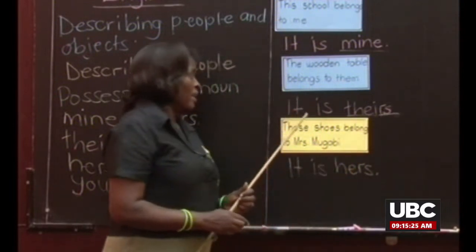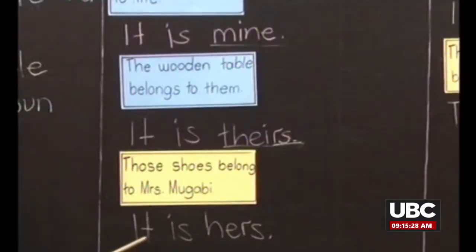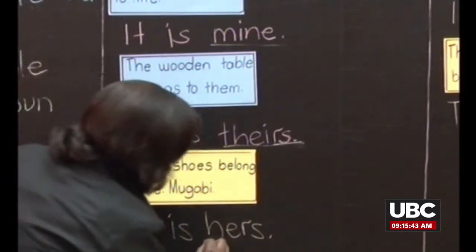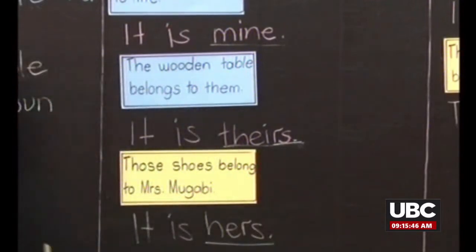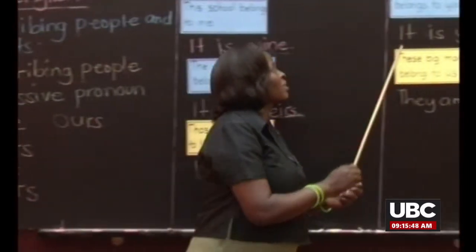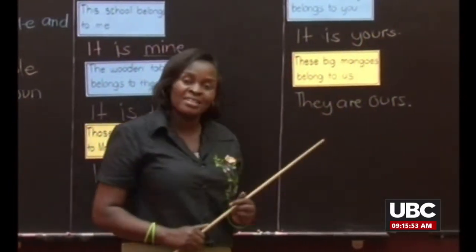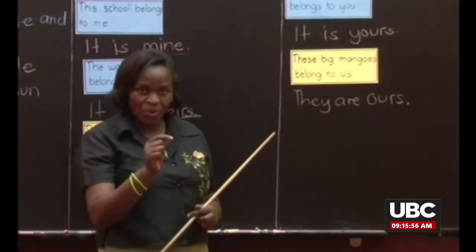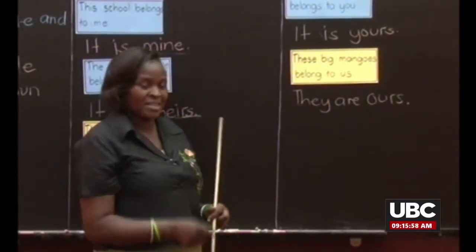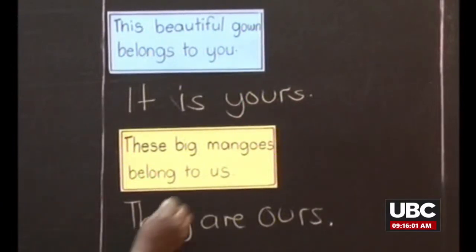Remember always to make your work neat. Then our next one, we are just reading the sentences in the possessive pronoun. We read it together. It is hers. What belongs to her? It is hers. So let's underline our word. We continue. It is yours. What is that? The beautiful gown belongs to you. That means it is yours. We are trying to describe what belongs to you.